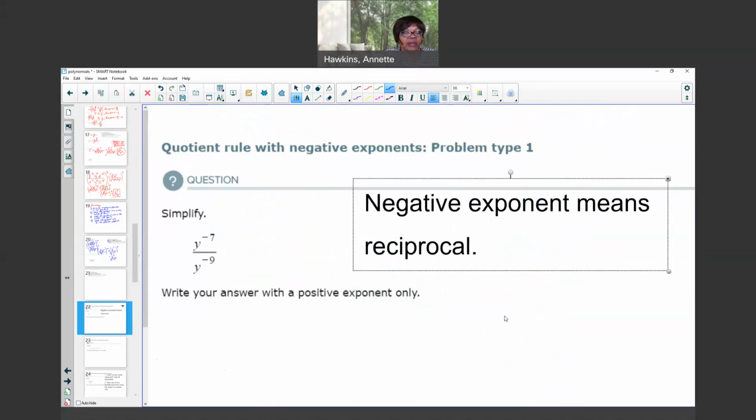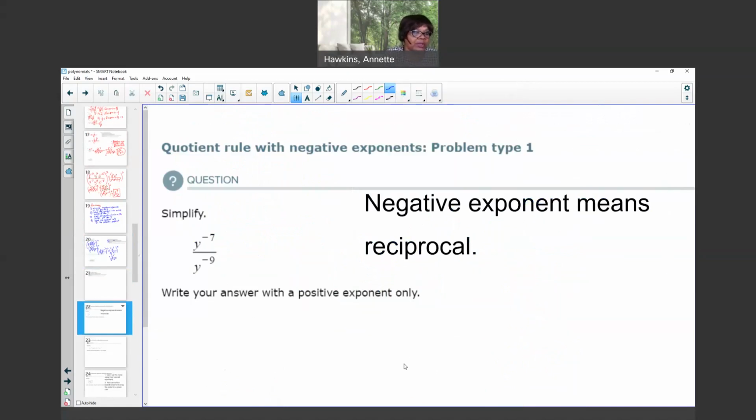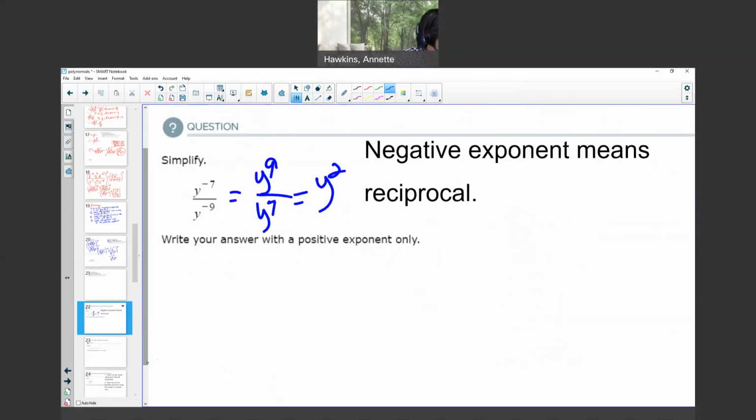All right, and so we already know that the negative exponent means reciprocal. And so we just end up flip-flopping y to the 7th, y to the 9th, and then we subtract where the higher exponent is. 9 minus 7 gives me 2, y to the 2nd. Now, some of you might say, I might not want to do all that work. I do recommend that you do this so that you don't encounter a lot of negatives. But if you just want to subtract where the higher exponent is without changing these to positive, negative 7 is higher than negative 9.